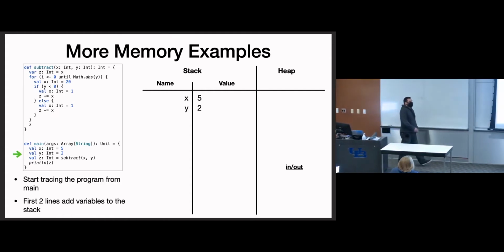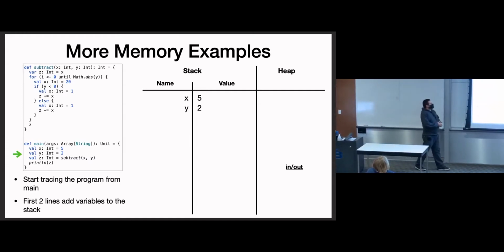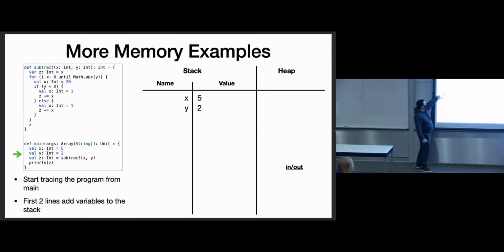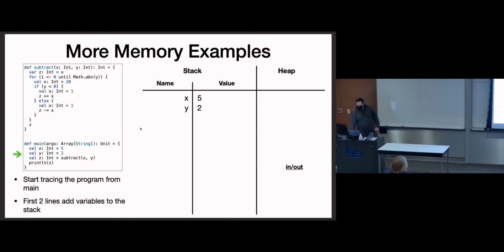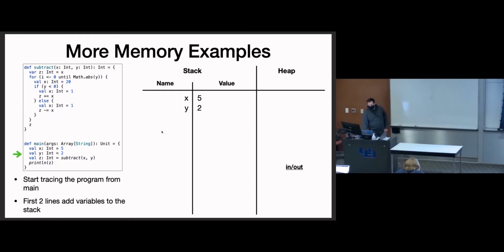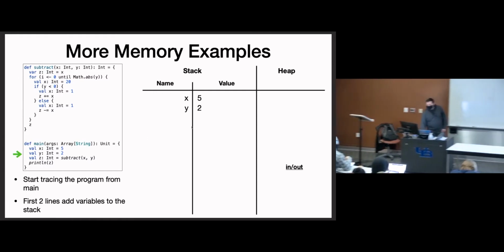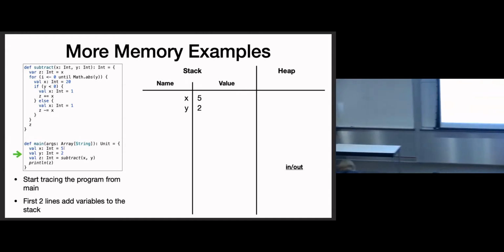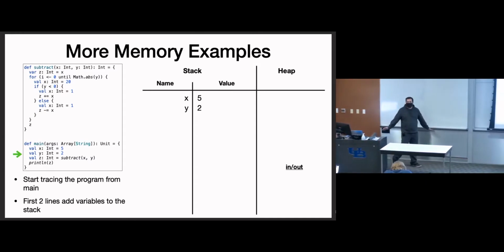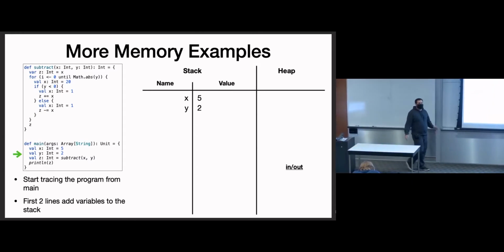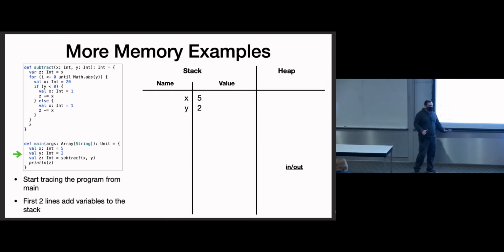Always start with the main method. When we start with the main method, first thing we do, the first two lines, create a value named x with the value 5, value y with the value 2. So name x, value 5, name y, value 2. That you should all be very comfortable with by now. We're just declaring variables, throwing them on the stack. No big deal at that point.